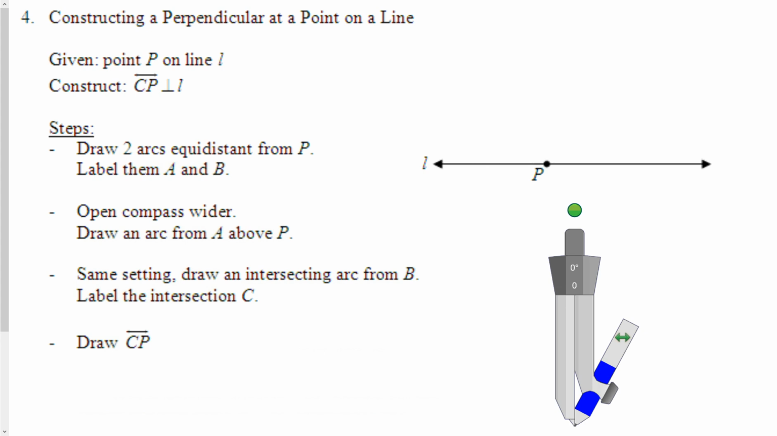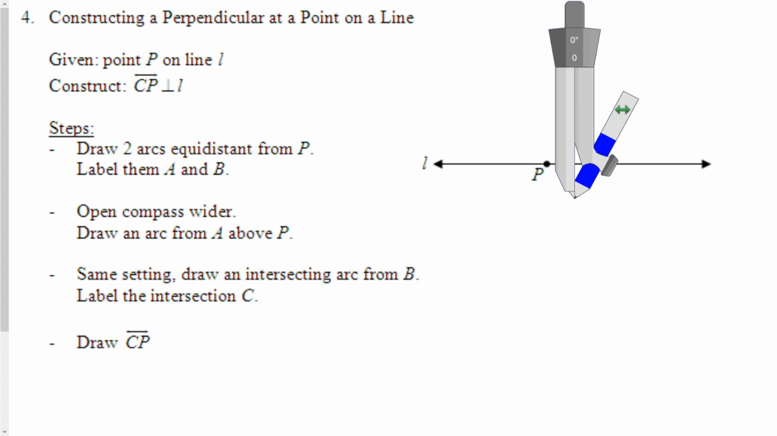Now moving on to perpendicular lines and constructions. There are actually two different constructions for perpendicular lines, and it all depends on whether you're making the perpendicular line go through a point that's already on the line, like in this example, or like in the next example, when the point is not on the line.